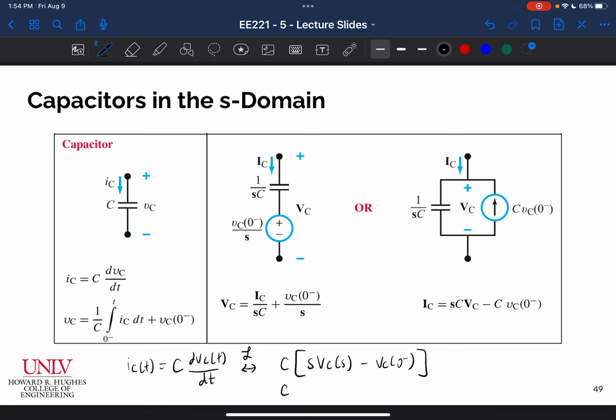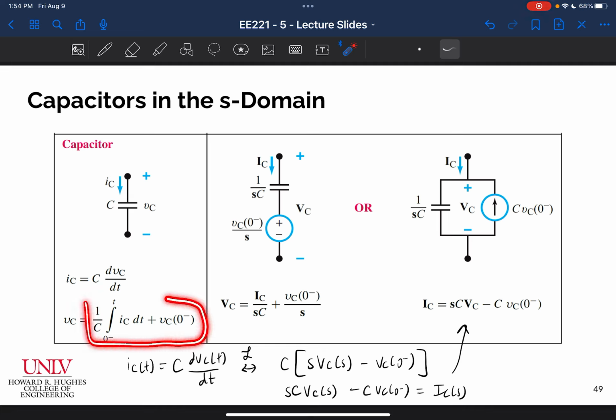And so then if I multiply through here, I get sC VC(s) minus C VC(0-), and that's going to be equal to IC(s), and that's exactly what I have here. And if you were to do the same, either you can solve for VC in this expression and that'll give you this expression, or I can take this expression here and just directly Laplace transform it. So VC(0-) is a constant, we divide by s, that gives us the S domain. Or we do time integration, which means we have to divide by s, so we get IC(s) divided by C, and then we have the 1 over s as well. So you can kind of see how this works.